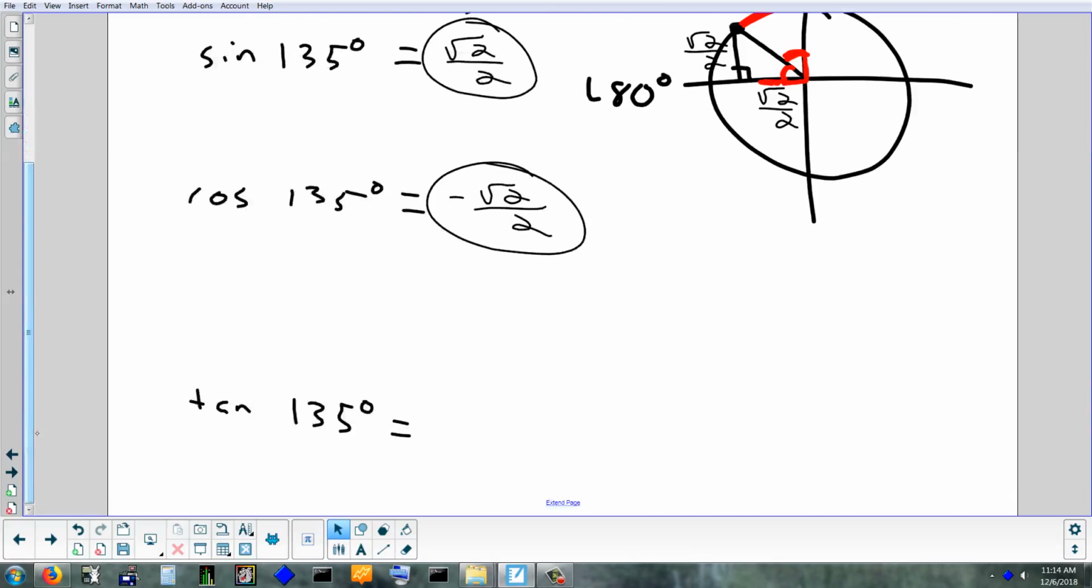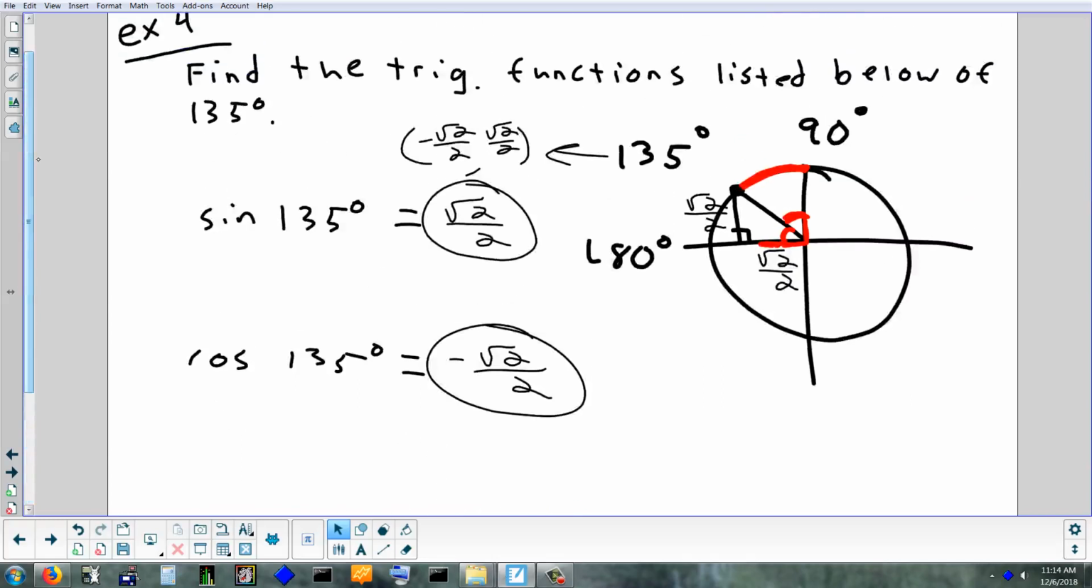And how about my tangent? Tangent's when you take y divided by x. So it cancels out, and what do you get? Negative 1. Yep. And now if they ask for the other 3 trig functions, just flip them. But that's the 6 trig functions of 135.